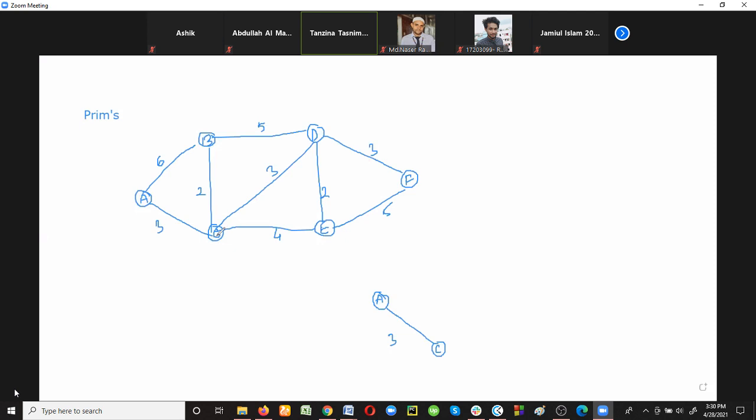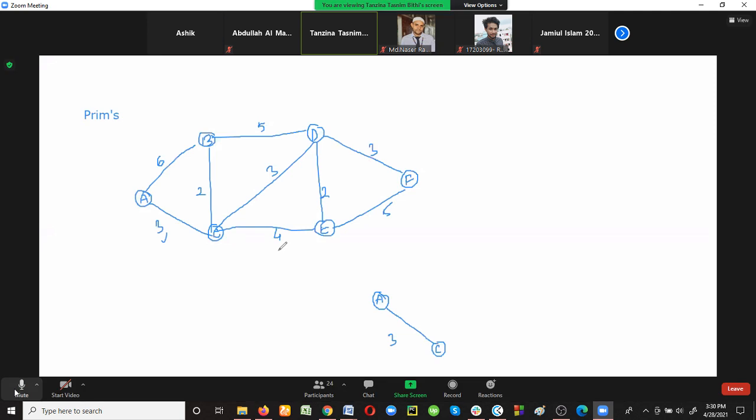After getting C, what is the next step? The next step is to find out all the adjacent vertices of C. C has 4 adjacent vertices: A, but A is already taken, then B, D, and another is E. So the unvisited edges are this one, C to B, C to D, C to E, right? Now among those 3 edges, again, we have to find out which one has the minimum weight. This C to B.